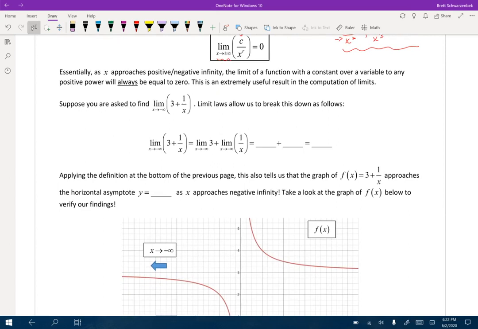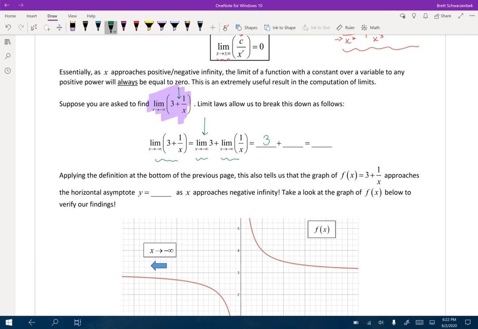So let's say we wanted to find the limit of x goes to infinity of 3 plus 1 over x. Limit laws allow us to break this into two separate values because of this plus sign. The limit of x goes to infinity of 3, and the limit of x goes to infinity of 1 over x. Well, we know that the limit of a constant is always going to be that constant no matter what is going on right here. Doesn't matter. Limit of a constant is a constant.